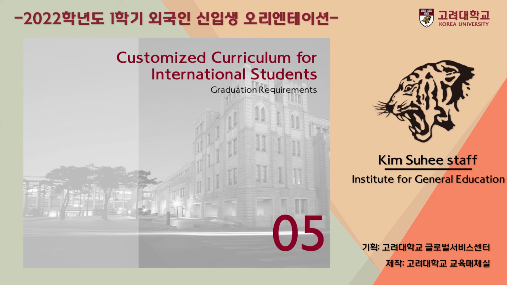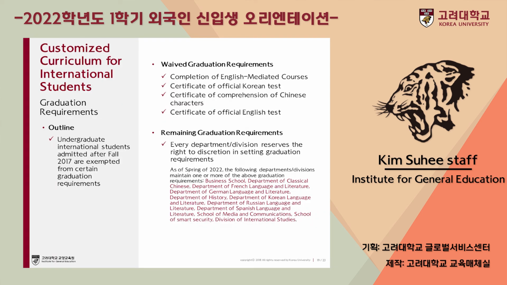Next one is about graduation requirements. Undergraduate students admitted to Korea University's Seoul campus after fall 2017 are exempted from several graduation requirements, which are completion of English-mediated courses, Certificate of Official Korean Test, Certificate of Comprehension of Chinese Characters, and Certificate of Official English Test. However, it may differ depending on your major, so please check the curriculum of your own department or division.